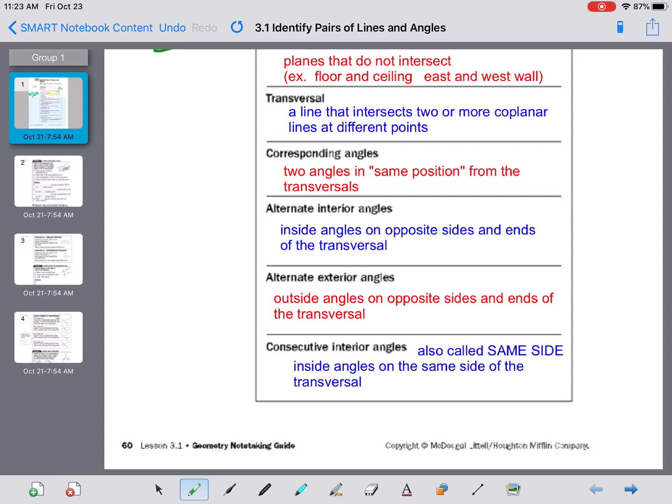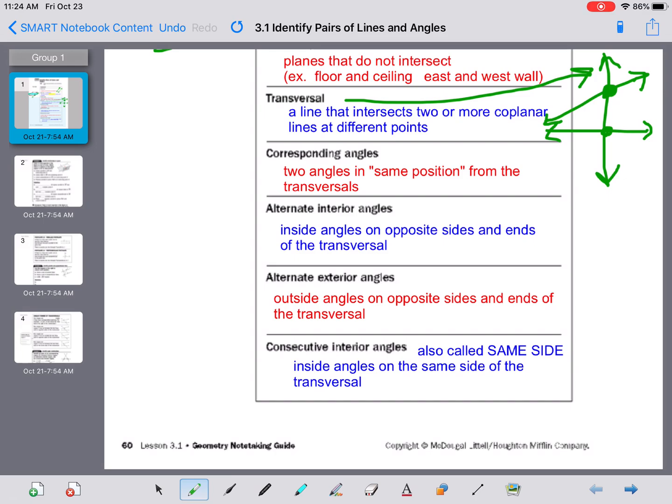Okay, a transversal is a line that intersects two or more coplanar lines at different points. So I have some coplanar lines, going through here. And I have a line that comes through and cuts through those, so it touches here, touches here. This line that's cutting through things is my transversal. It hits two lines at once.